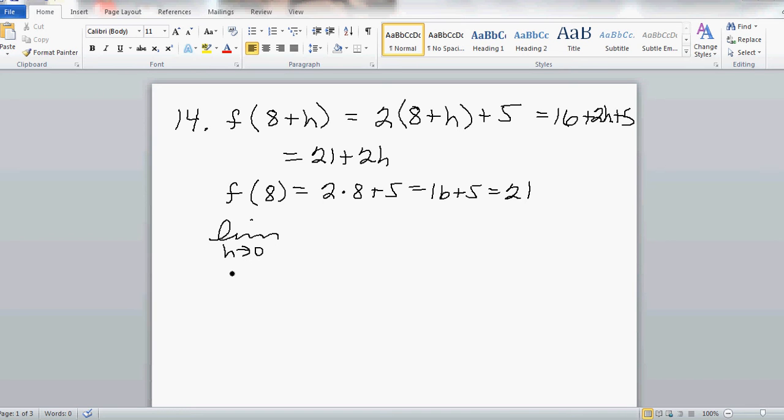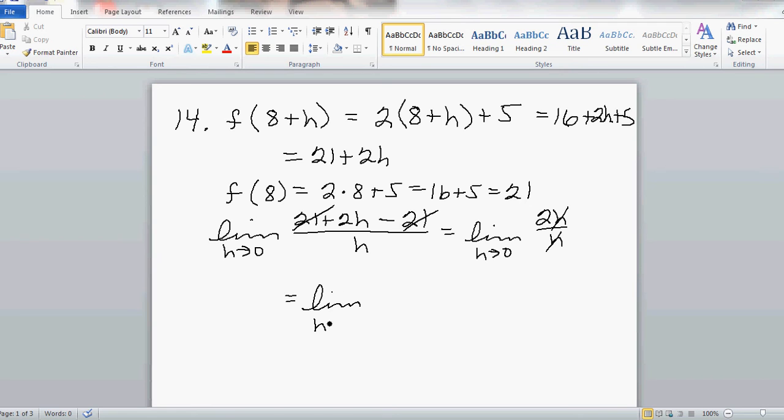The limit as h approaches 0 of f of x sub 0 plus h, which is 21 plus 2h, minus f of x sub 0. What is f of 8, since x sub 0 equals 8? That is 21, all over h. Notice the 21s cancel each other out, which leaves 2h over h. The h's cancel each other out, and so we get the limit as h approaches 0 of 2.